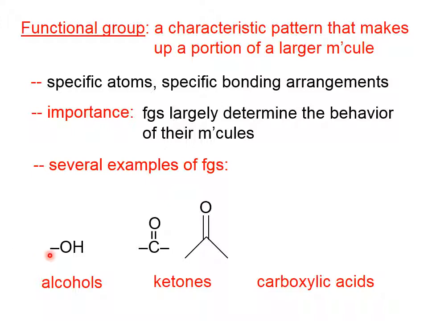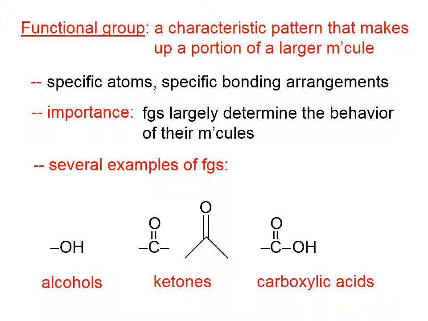The alcohol functional group is OH, and you can see that the O is hanging on to some kind of carbon atom and whatever is attached to that carbon atom. Ketone has a carbon atom with a double bond to an oxygen, and then a carbon atom on the left and carbon on the right. The shorthand notation for a ketone would be written like that.